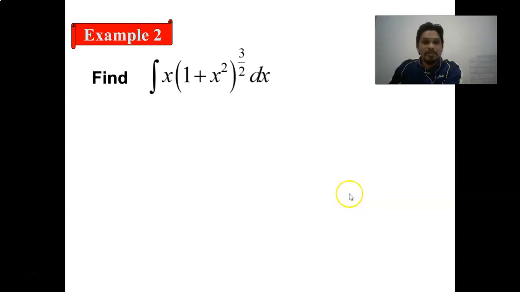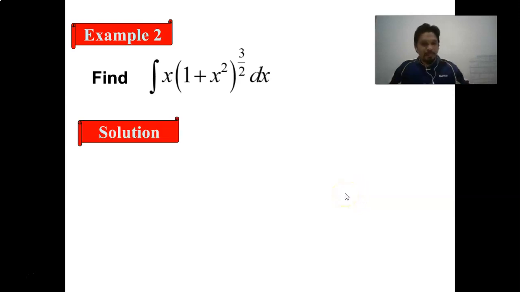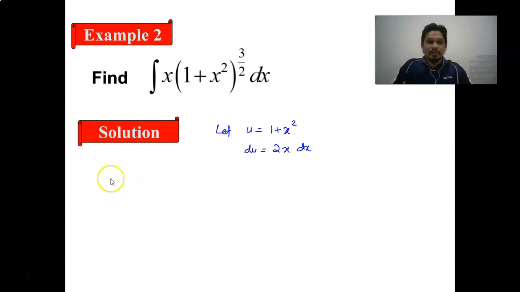Next, find the integral of this one here. What about this one now? Let u equal 1 plus x squared. Then du equals the derivative of 1, which is 0, plus the derivative of x squared, which is 2x dx. So the integral of the question here is x times (1 plus x squared) to the power of 3 over 2 dx.